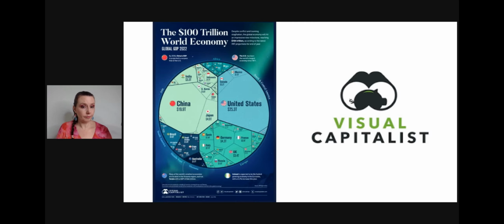Now there's another example of data visualization. Again, they're taking a set of information that exists on an Excel sheet and putting it into a visual representation. This particular one looks at the $100 trillion world economy and the strength of the United States relative to China and other countries. This is put together by the Visual Capitalist. It is a great website.